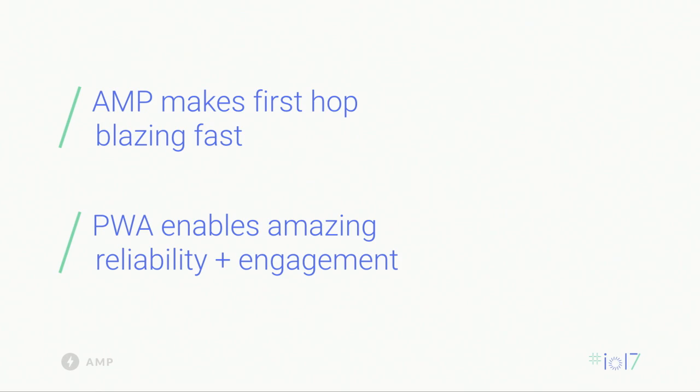I'm a developer advocate working on making the web faster and user-friendly, and currently my focus is on Accelerated Mobile Pages, AMP. And I'm here to tell you about a combination made in heaven, as I would call it. What I'm talking about is the combination of AMP and progressive web apps. Now, AMP makes the first hop blazing fast. If you've experienced it before, you know that is usually the case. But then progressive web apps enable amazing reliability and engagement that you will only see from a native world. But that's just on the surface. On the surface, that combination kind of makes sense.